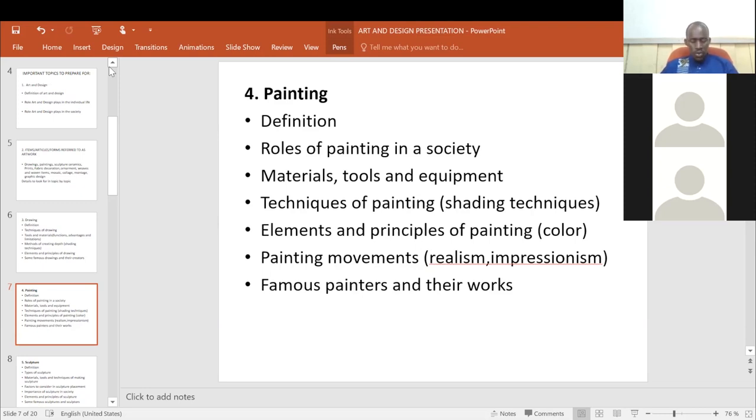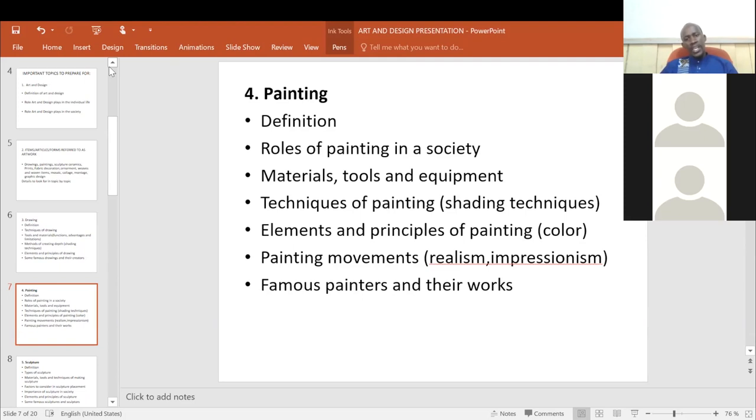They are supposed to understand sources of color. What are some of the sources of color? Though we teach color as an element of art and design, you also need to teach it as a material in creating painting.